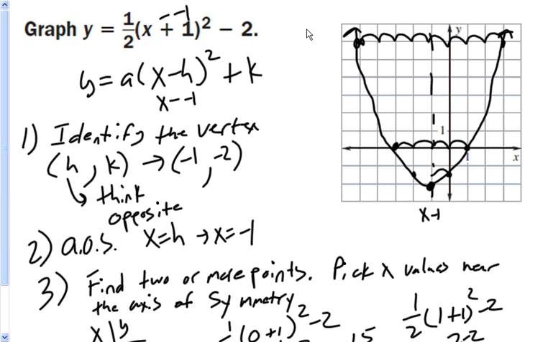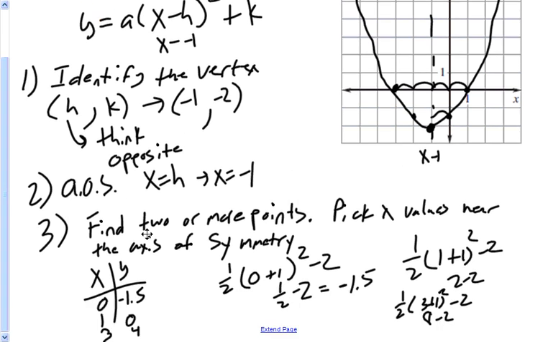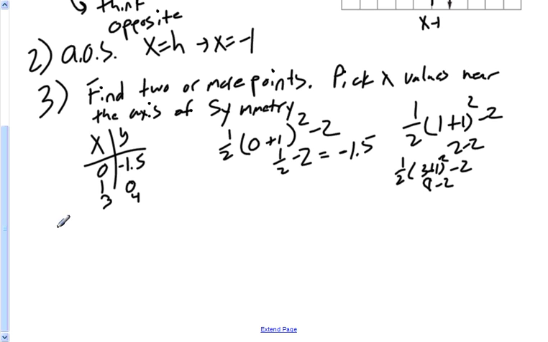We just graphed y equals 1/2 (x plus 1) squared minus 2. I just want to go back through at step number 3. We picked two x values near the axis of symmetry and we made our table. But you could also use the over and up method that we did with standard form. So if you don't want to use this table, you can use this over and up.